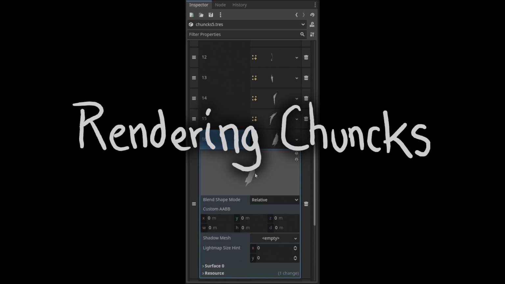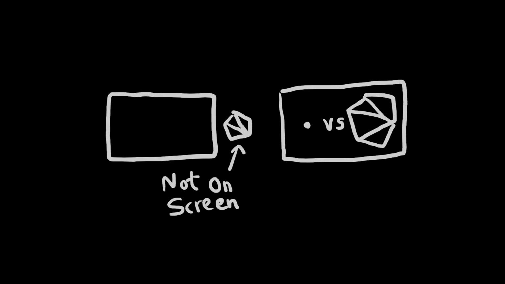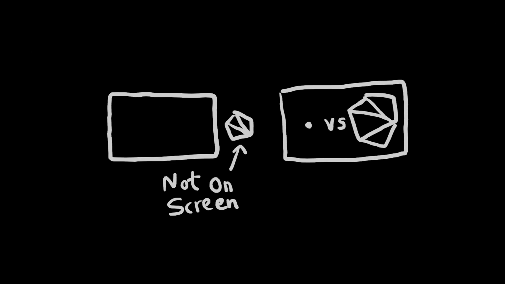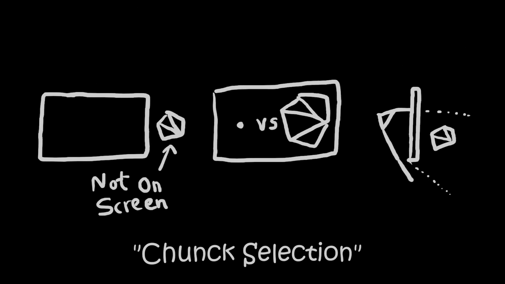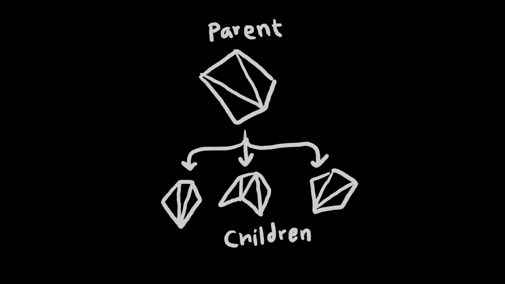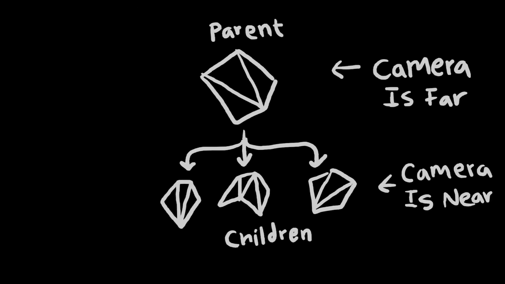With all chunks generated, we can determine what chunks to render. This is done by checking if it is even on the screen, how much space a chunk occupies on the screen, and if it is behind something else. I'm going to call this algorithm chunk selection. Chunk selection works by going through all the least detailed LODs chunks and determining if we should go down to the chunk's children or when the camera is close enough for extra detail.